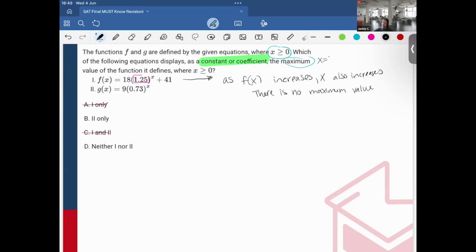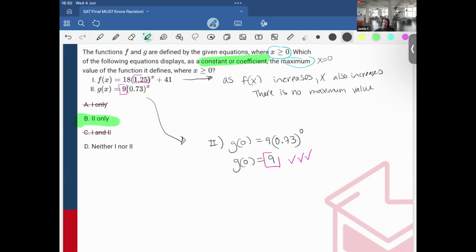Well, just for this function, because it's decreasing exponential. And then just as you saw that I did in the previous problem, g of 0 is equal to 9 times 0.73 to the 0, plug in the 0. Anything raised to the 0 power is equal to 1. So this is equal to 9. And we can see that the constant coefficient in the original function is 9, and it stays as 9 here. So this is displaying the constant or coefficient at the maximum value, in this case where x was equal to 0.